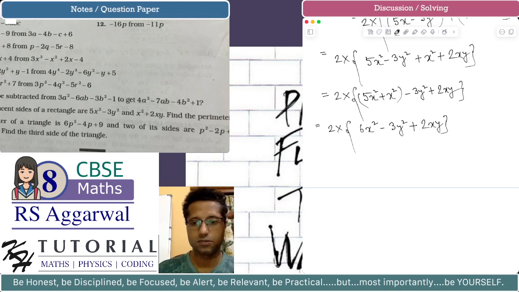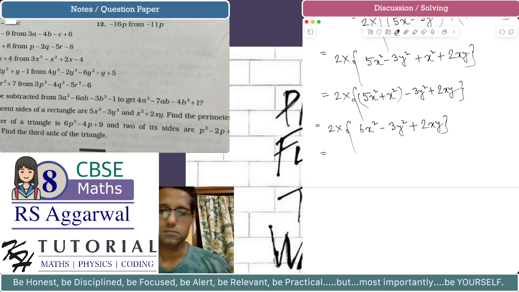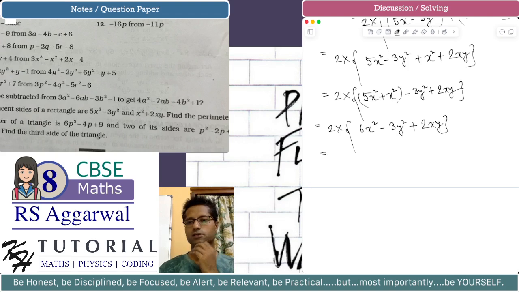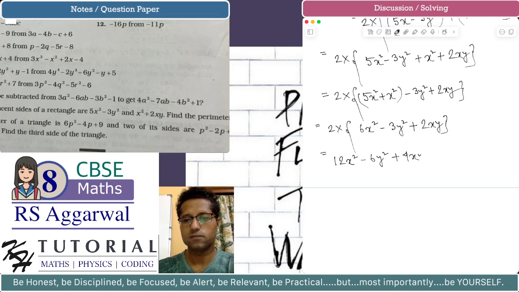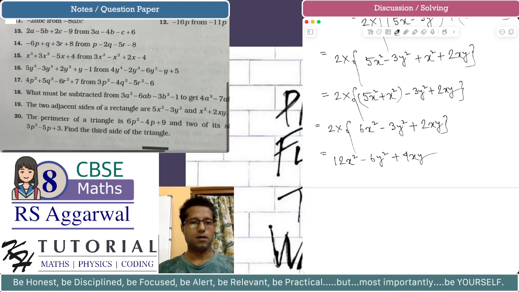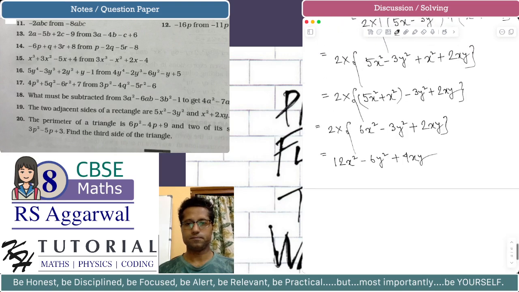2xy. So this is equal to, we have 2 multiplied by an algebraic expression. So basically using the distributive law of multiplication over addition and subtraction, 2 will get multiplied with each of the terms of the algebraic expression inside the bracket. So this becomes 12x square minus 6y square plus 4xy. Okay, let's do the problem number 20.